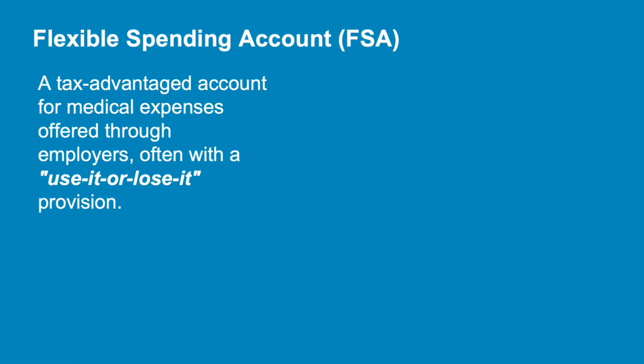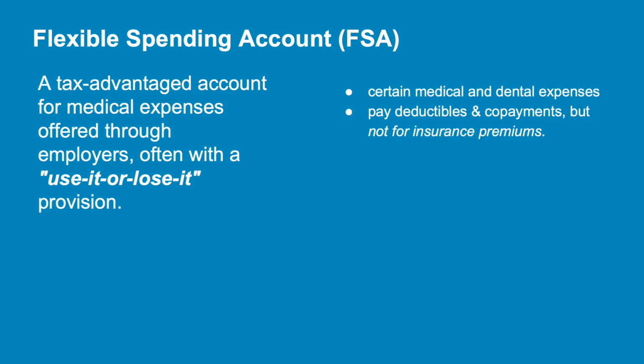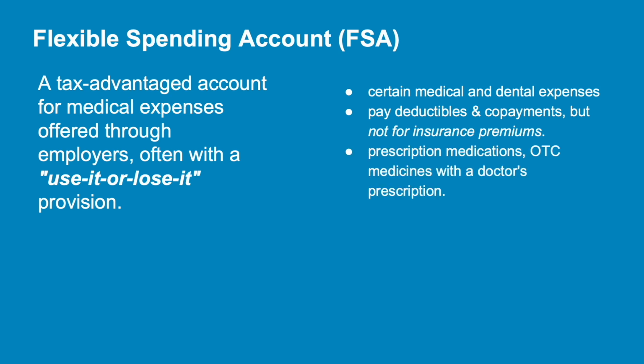An FSA is a tax advantaged, so pre-taxes, account for medical expenses offered through employers, often with a use it or lose it provision. You can use funds in your FSA to pay for certain medical and dental expenses for you or your spouse if you're married and your dependents. And according to healthcare.gov, you can spend FSA funds to pay deductibles and co-payments, but not for insurance premiums. Spend it on prescription medications as well as over-the-counter medicines with a doctor's prescription.